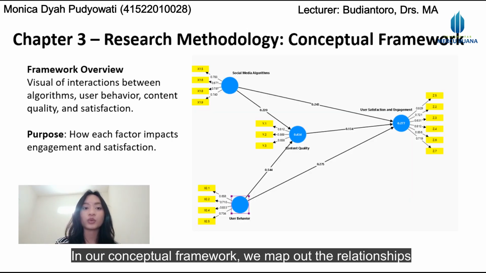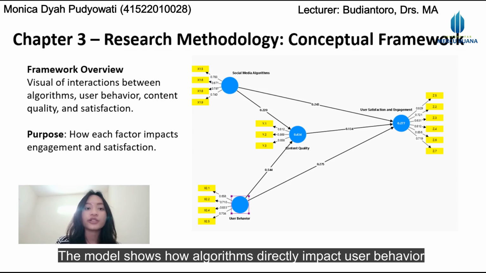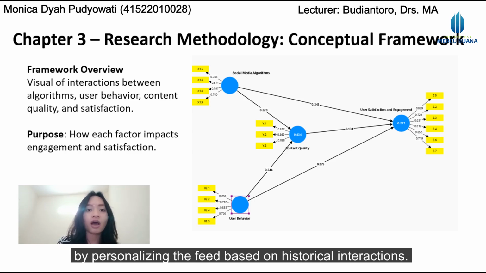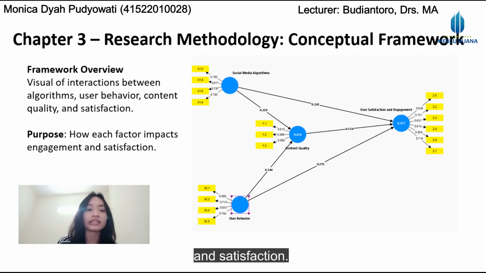In our conceptual framework, we map out the relationships between algorithms, user behavior, content quality, and user satisfaction. The model shows how algorithms directly impact user behavior by personalizing the feed based on historical interactions. The quality of content, in turn, influences user engagement and satisfaction.